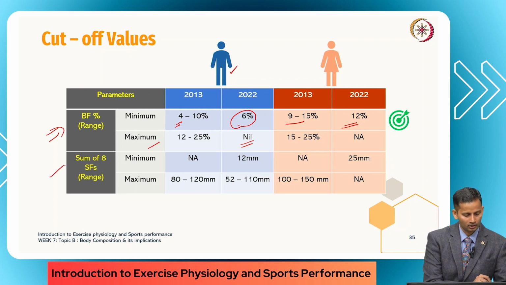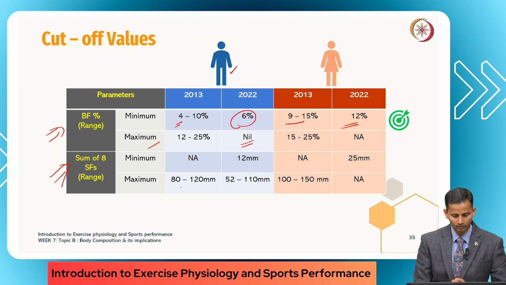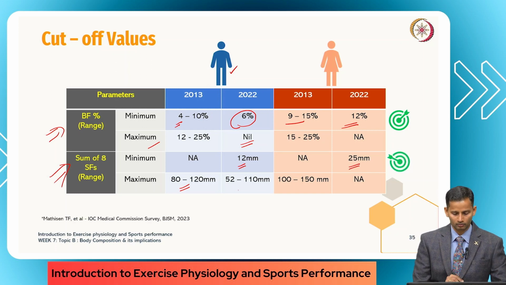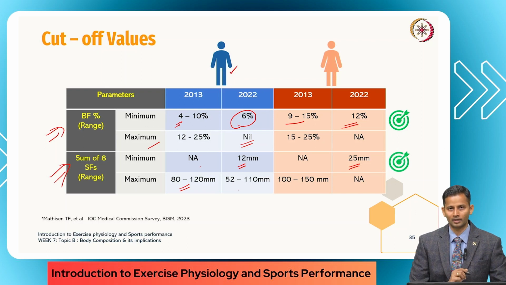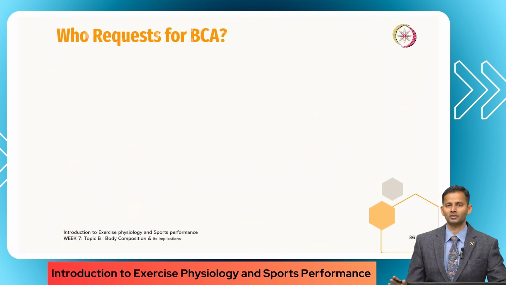Then the ISAK anthropometric model being the most commonly used, the sum of 8 skinfolds as a range. When we see in 2013 again, the range was 80 to 120. Now, rather, at the minimum level, the range has been fixed to 12 mm and 25 mm for males and females, as compared to 2013 where it was given as a range earlier. So the range was given earlier, now that has got fixed to the minimum required only. So these are the two important points with respect to the cutoff values for body fat percent using body composition.